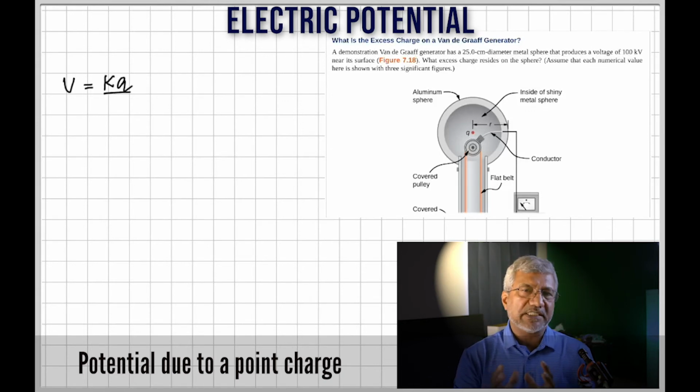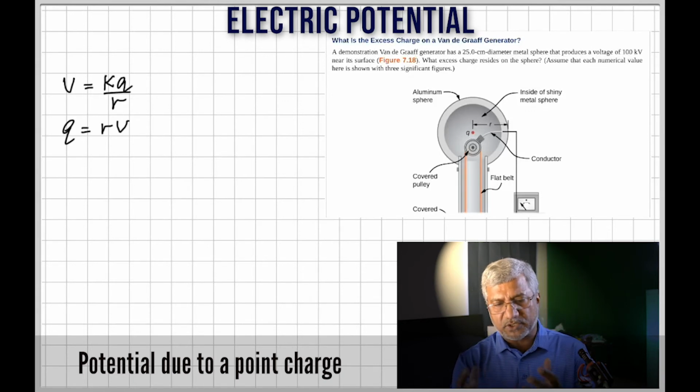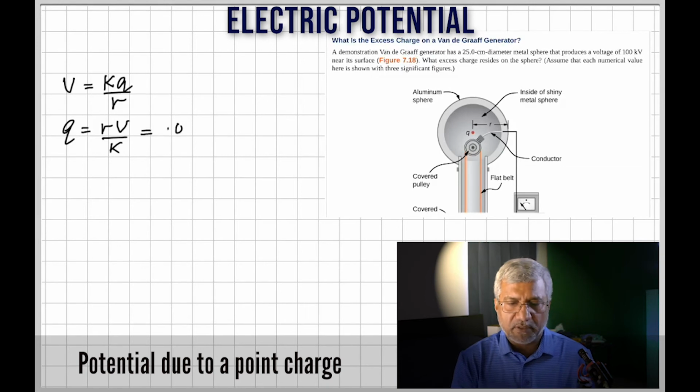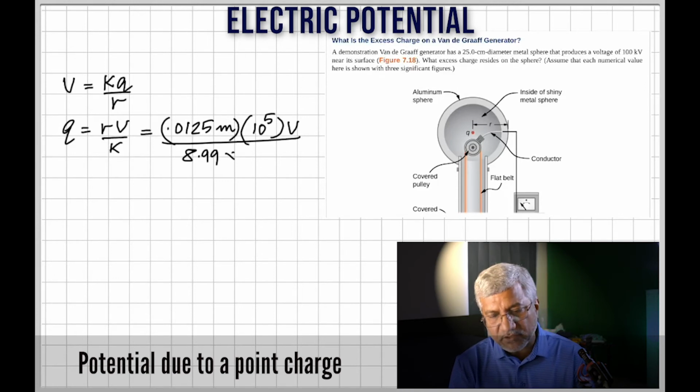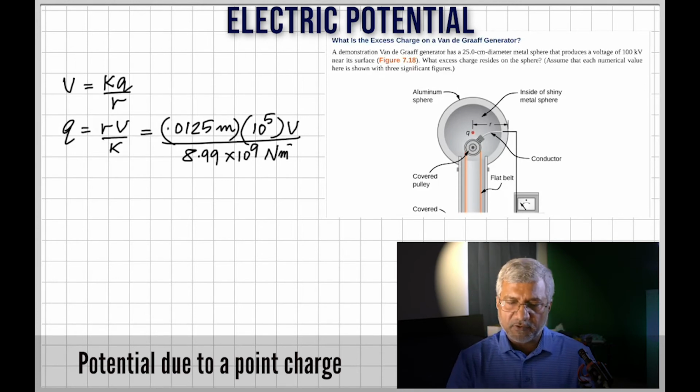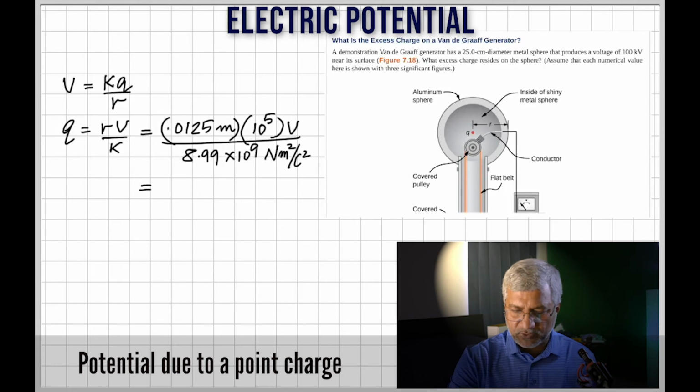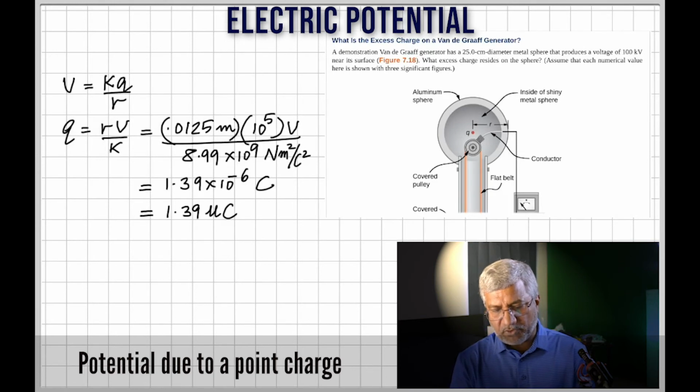So the voltage is kq by r, so q is r times voltage by k. Radius is 0.0125 meter. 100 kilovolt is 10 to the 5 volt, and k is 8.99 times 10 to the 9. We get this, which is 1.39 microcoulomb.